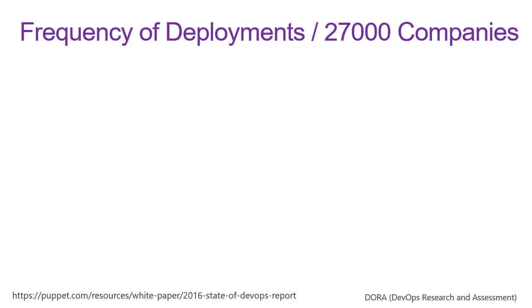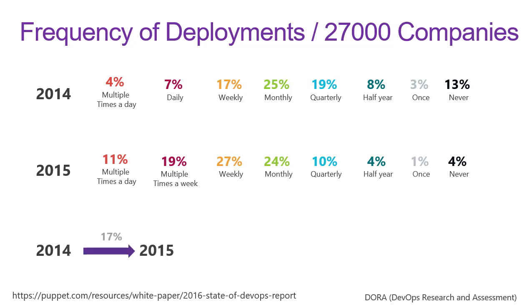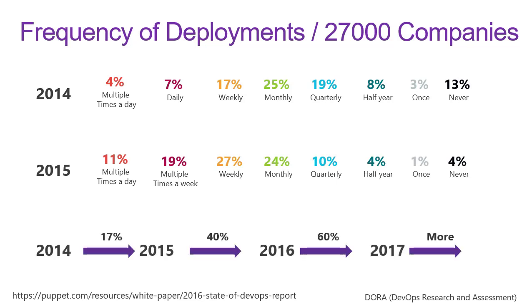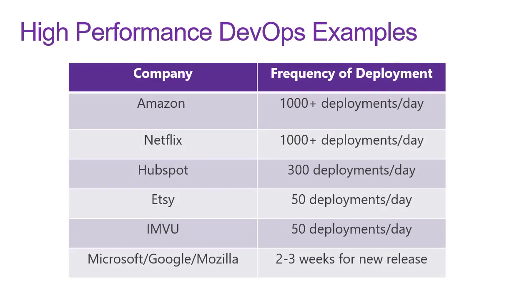There are industry studies done by two organizations. One of them is DORA, or DevOps Research and Assessment, and the second is Puppet. Both of them collected data from different companies about DevOps adoption. The number of companies is around 27,000. So what they found year over year is that companies moved to more frequent deployment in production, and this number increased over the years. For example, for high performance DevOps, we can see that Amazon deploys in production more than 1,000 deployments per day. Netflix is the same. HubSpot, 300 per day. Etsy, where John Allspaw works, is 50 deployments per day. IMVU, 50 deployments. And Microsoft, Google, Mozilla, 2 to 3 weeks for a new release.